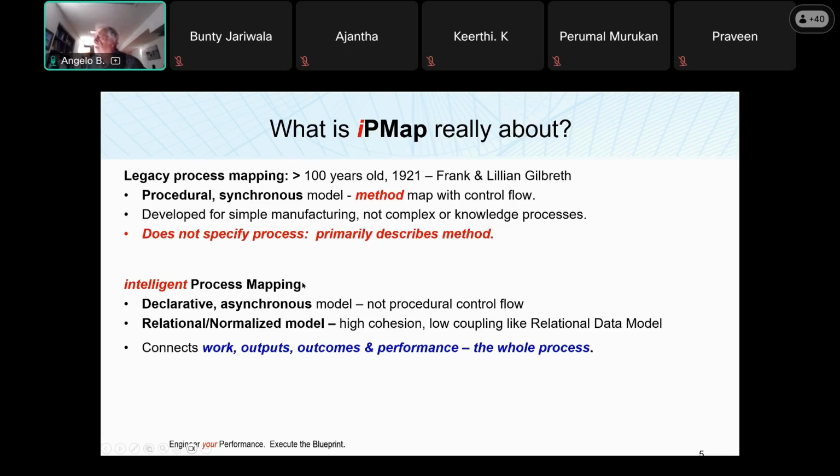Intelligent process mapping, on the other hand, is not procedural, it's declarative, it's an asynchronous model, and does not have control flow. It's also normalized. It's a relational model. So it produces a model that has high cohesion, low coupling, like a relational data model. And it connects not just work. Legacy process mapping is basically about the work, the tasks. It connects the work or task to the outputs that are produced, to the outcomes, and to the performance. So the whole process. So what is IPMAP really about?